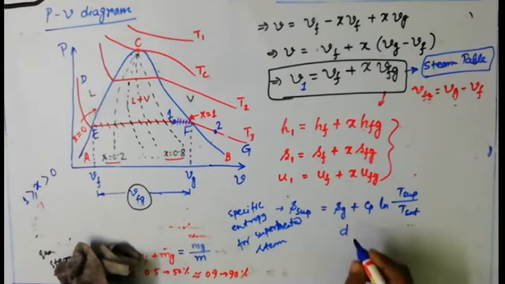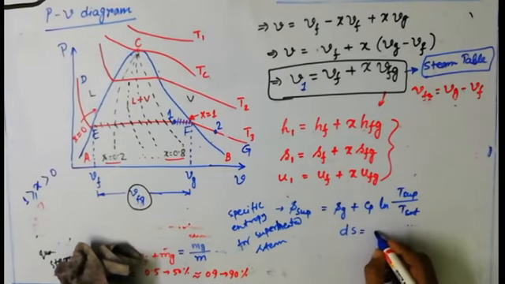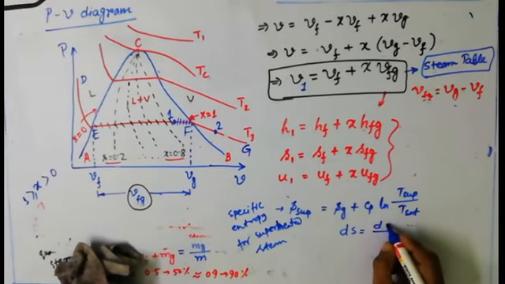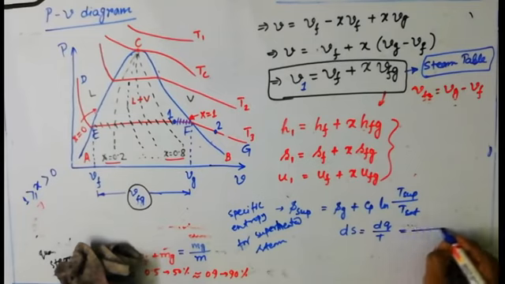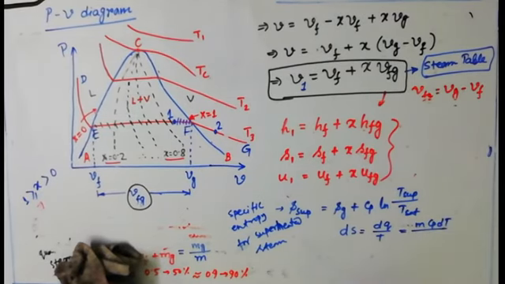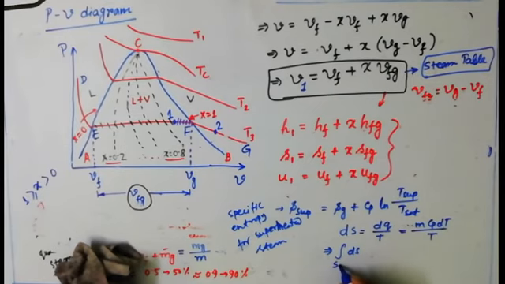Like ds is equal to dq by T. That means the change of entropy is nothing but dq by T. So that way I can write like this. Q can be written as m Cp dT, which is a very well known formula for us. m Cp dT by T. m is the mass of the substance, Cp is the specific heat, and dT is the change of temperature.